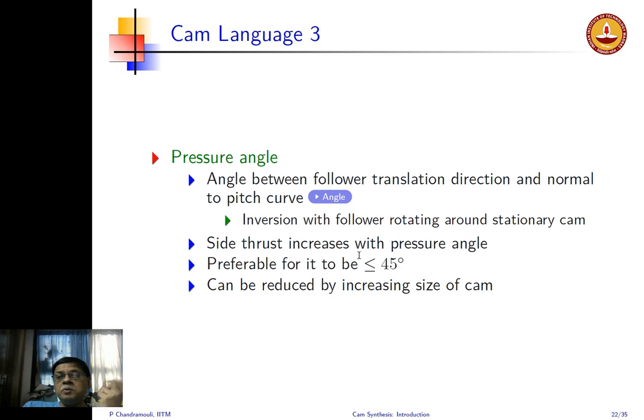One way to do this is by increasing the size of the cam, but of course that is limited. The larger the cam is, the more the pressure angle reduces. We'll also see that another way is to use offset, although offset in one direction effectively increases the pressure angle in the other direction. So during rise, I may have a reduced pressure angle, but during return, I may have an increased pressure angle. Anyway, increasing the size of the cam or changing the offset are the two basic ways to achieve this.